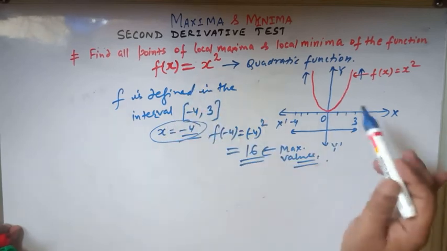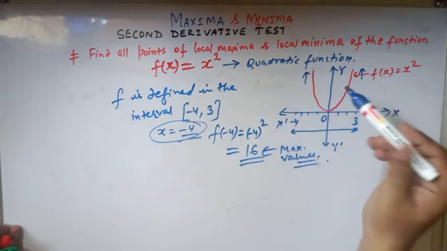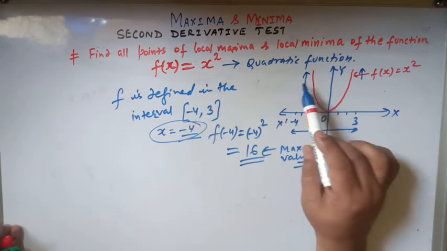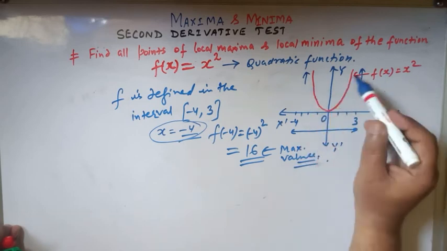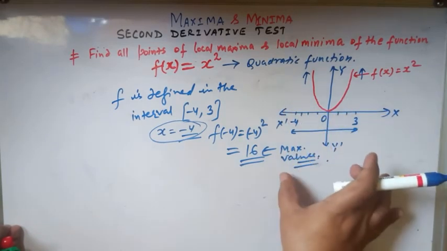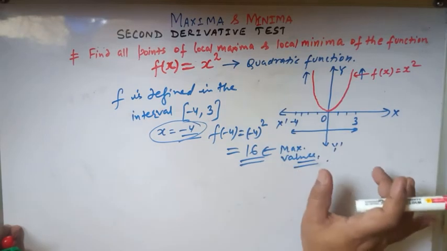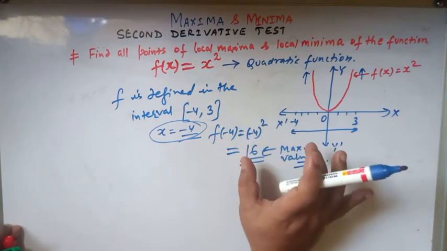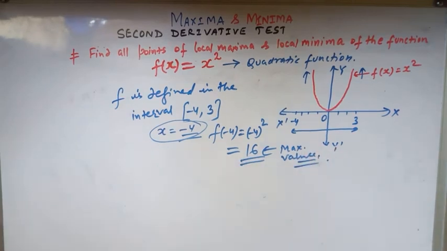Once again I am repeating, this function is extended as x increases. So these two branches will get extended up to infinity. Hence, from the graph we conclude that there is no maximum value of f, and hence no point of maximum value of f in the set of real numbers. Clear?